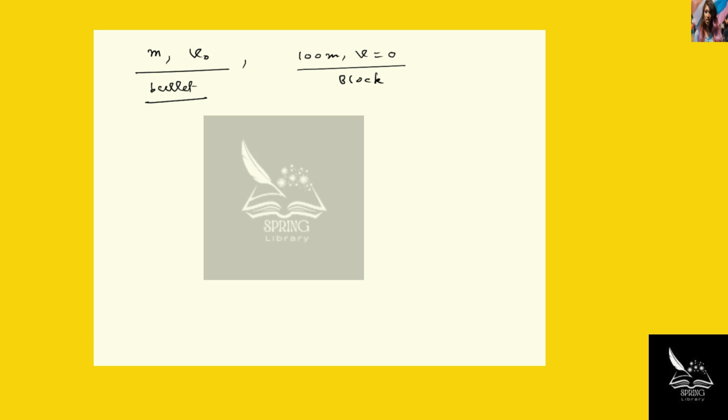Now, let after the collision the bullet and the block stick together and move with velocity v. Then, due to conservation of momentum, we can write the initial momentum, m v naught of the bullet plus 0 of the block, equals m plus 100 m times v. Now, v is equal to v naught upon 101.